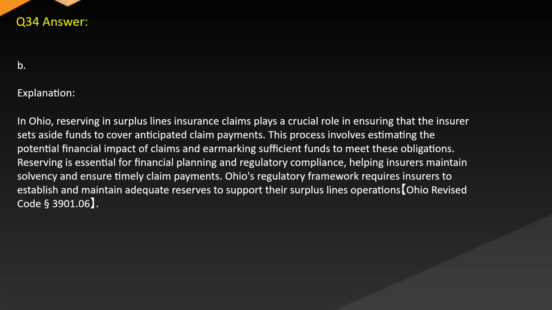Answer. B. Explanation. In Ohio, reserving in surplus lines insurance claims plays a crucial role in ensuring that the insurer sets aside funds to cover anticipated claim payments. This process involves estimating the potential financial impact of claims and earmarking sufficient funds to meet these obligations. Reserving is essential for financial planning and regulatory compliance, helping insurers maintain solvency and ensure timely claim payments. Ohio's regulatory framework requires insurers to establish and maintain adequate reserves to support their surplus lines operations. Ohio Revised Code SS 3901.6.